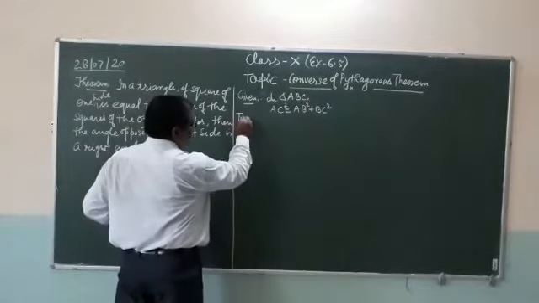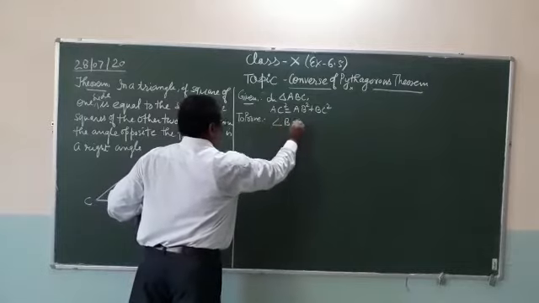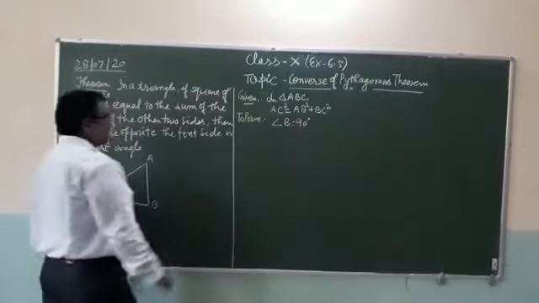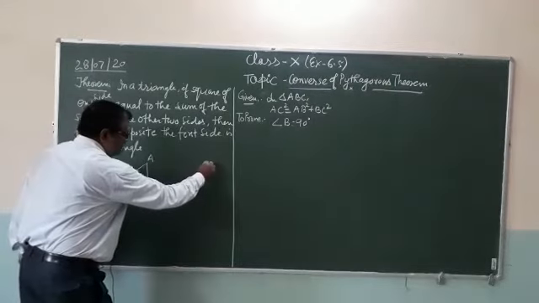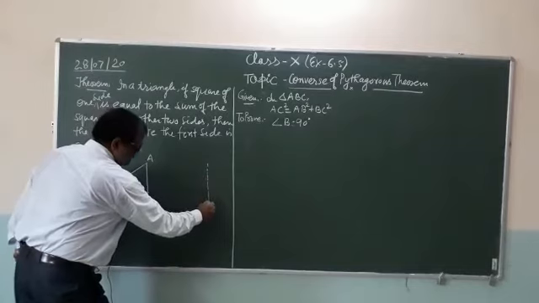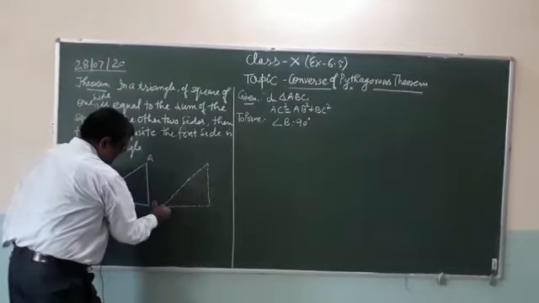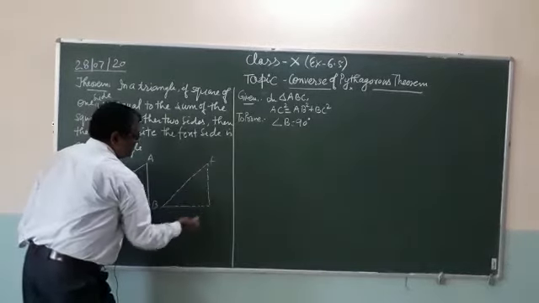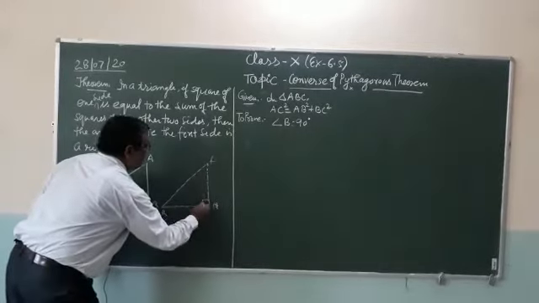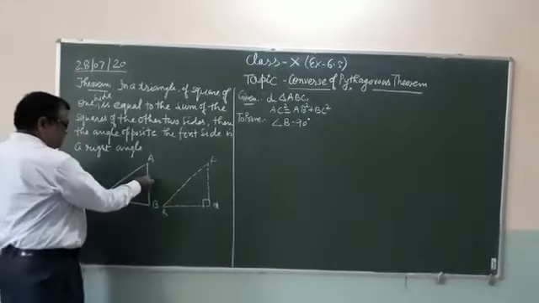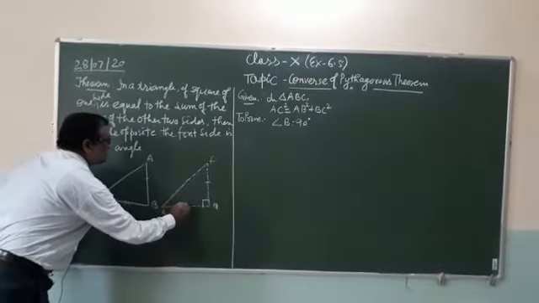Now write, to prove, that is angle B is equal to 90 degrees. First of all we write the construction. Here draw another figure, this one, this P, Q, R, and this one is 90 degrees, and AB is equal to PQ and BC is equal to QR.